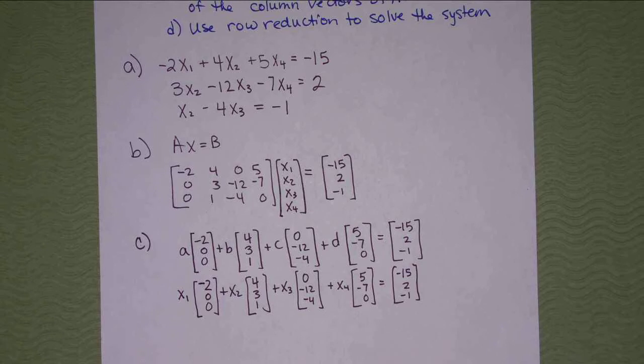So there's three ways to write a system, and asking to solve a system, whether they look like A, B, or C, is all the same thing. Okay, so they could be different ways to write a system. Now, D says use row reduction. I'm not actually going to go through the row reduction, because I did enough of them. I'm going to give you the answer.